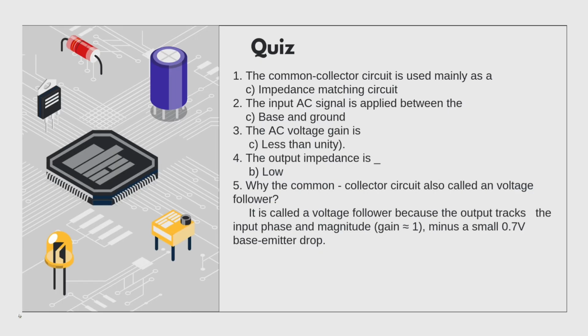For the quiz questions, there are 5 quizzes. Firstly, the common collector circuit is used mainly as an impedance matching circuit. Next, the input AC signal is applied between the base and the ground. Next, the AC voltage gain is less than unity. Next, the output impedance is low. And lastly, why is the common collector circuit also called the voltage follower? It is called a voltage follower because the output tracks the input phase and the magnitude gain is almost 1, minus a small 0.7 volt base emitter drop.